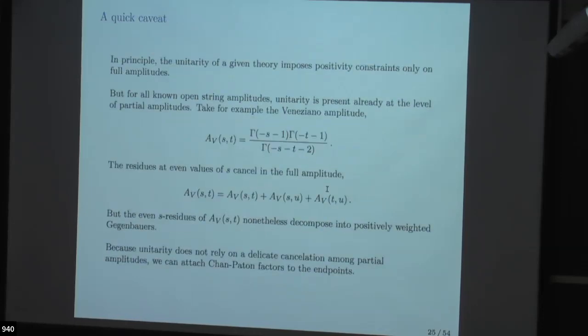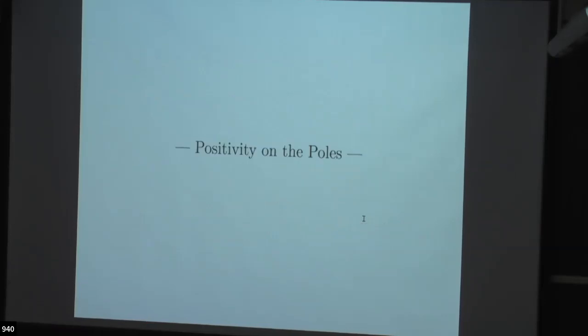Okay, and then a brief caveat: I'm just checking unitarity now for the partial amplitude, even though unitarity really is only demanded for the full amplitude. But for all known open string theory amplitudes, unitarity is present already at the partial amplitude. That's why we can attach Chan-Paton factors. We don't need some delicate cancellation between the different terms, because they're separately unitary, even for the residues that actually cancel in the full amplitude, the one Feliciano actually wrote down in his paper, the sum of the three terms. Okay, so with that caveat aside.